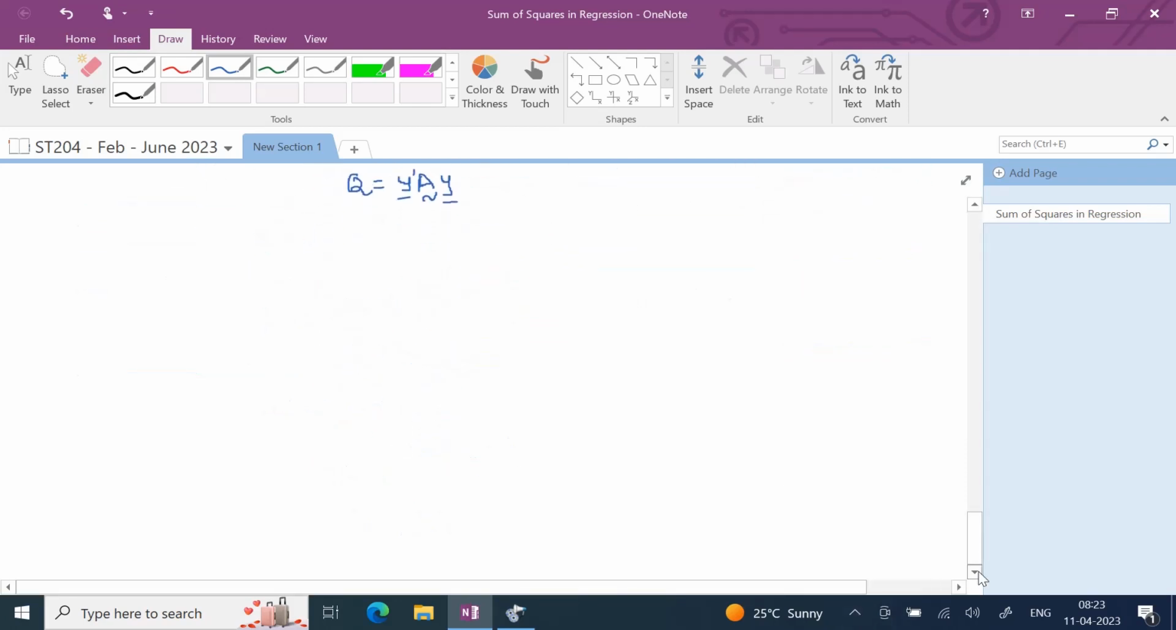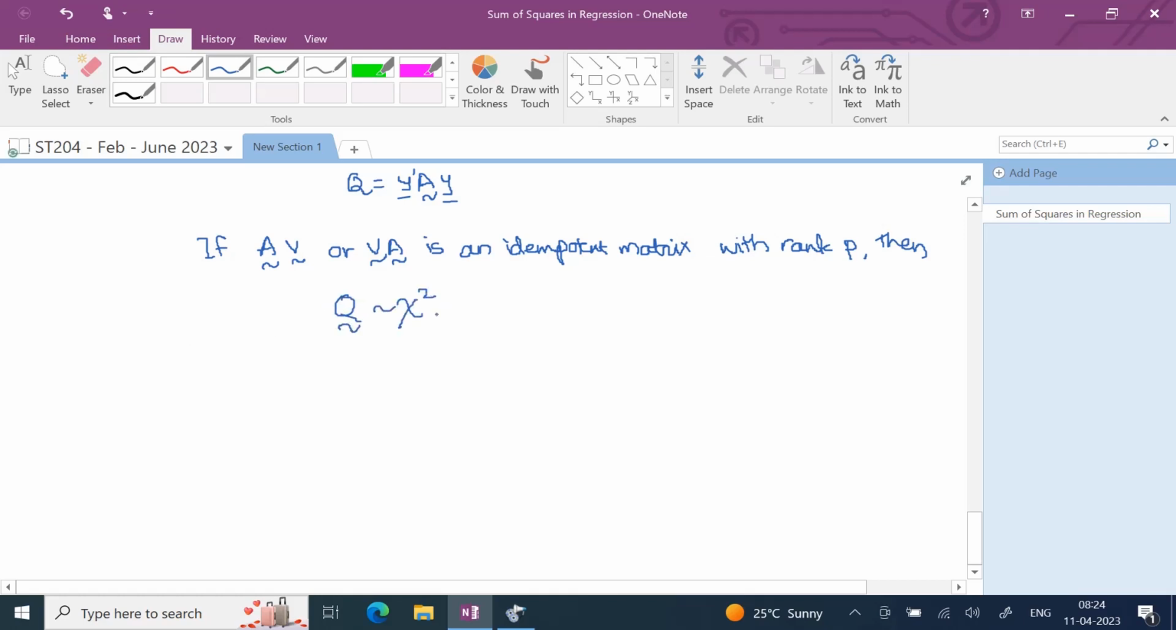So we define Q as Y'AY. If Q is defined as Y'AY, then the results from distribution theory tell me that if A into V, or V into A, is an idempotent matrix with rank P, then this quadratic form Q has a chi-square distribution with degrees of freedom P and non-centrality parameter lambda, where lambda is mu'A mu. Okay.